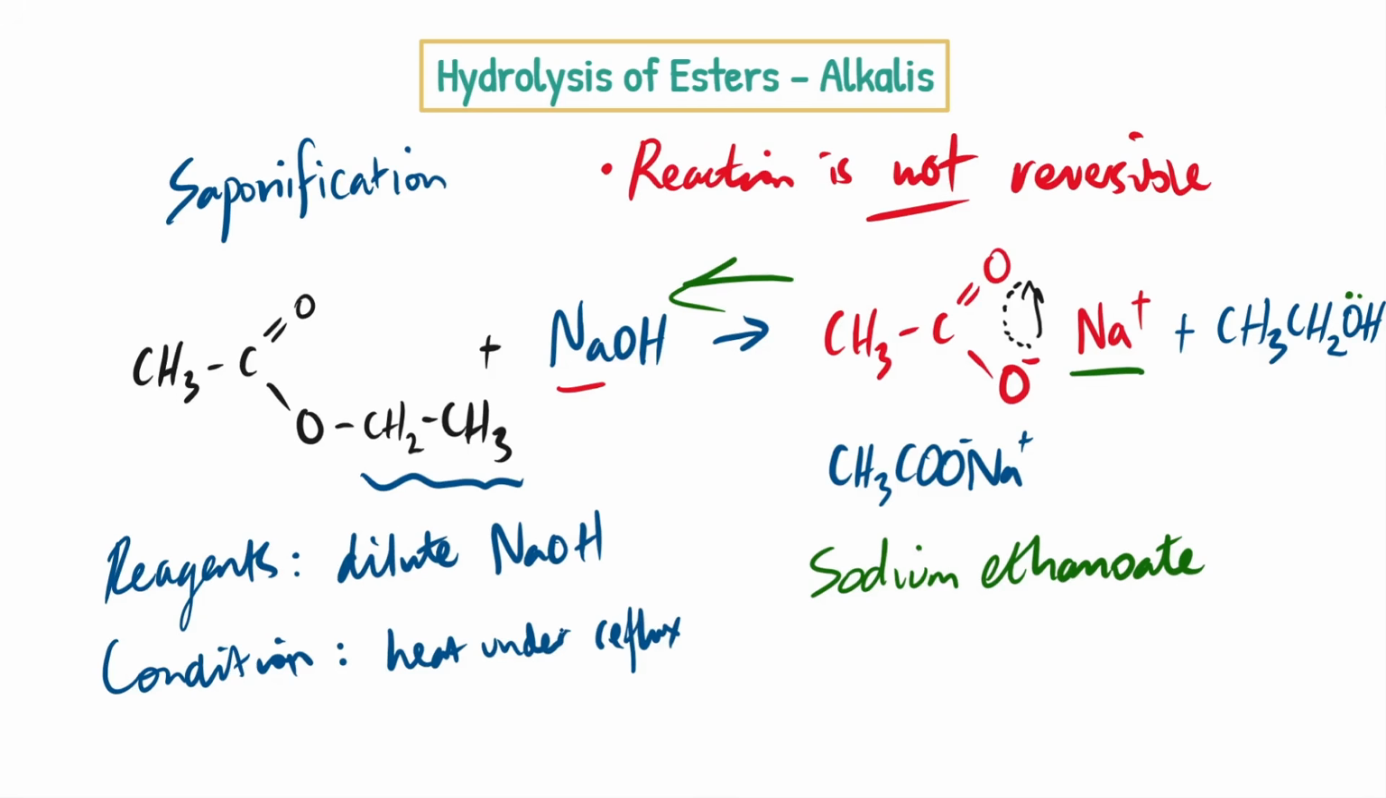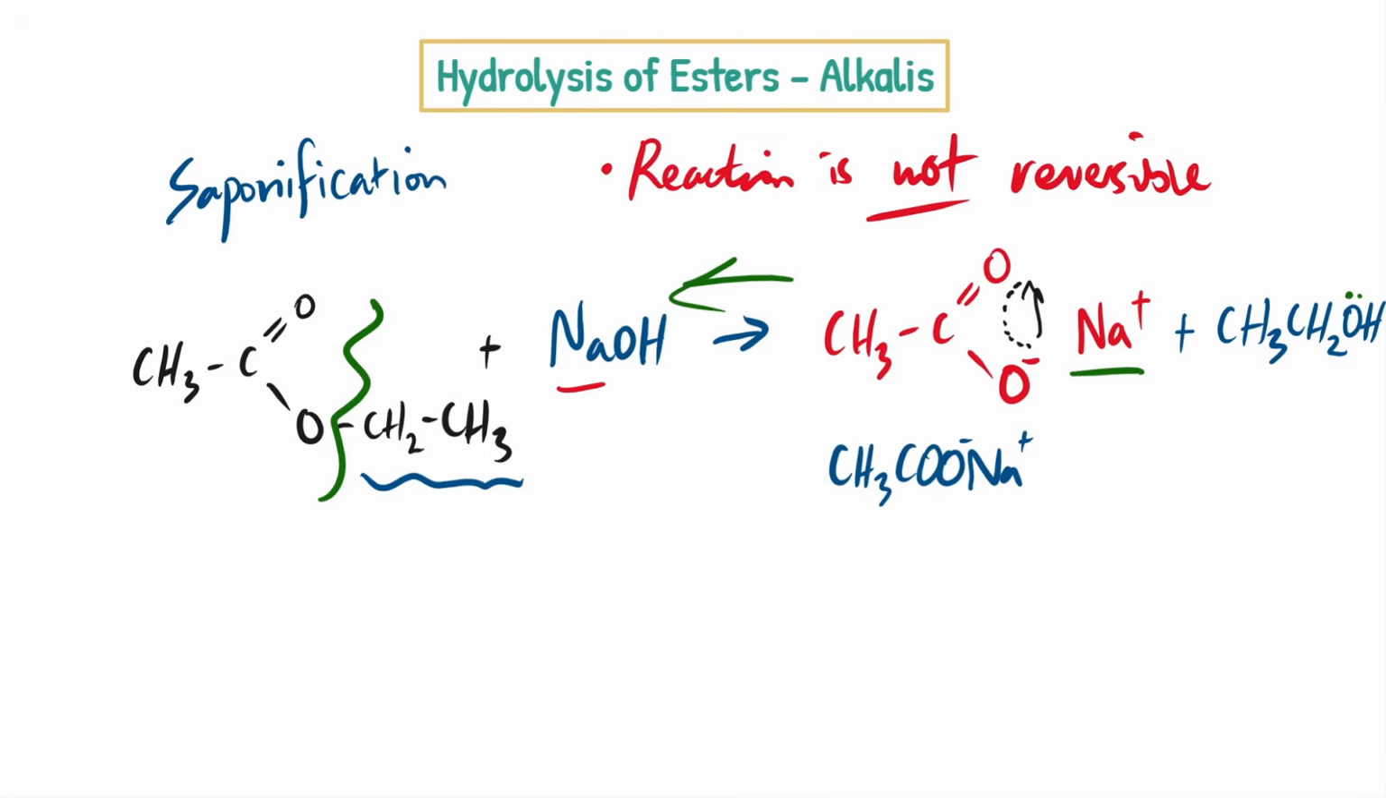What is another caveat that we need to remember? Another condition. Excess dilute sodium hydroxide. If we use an excess of this dilute sodium hydroxide, it's going to ensure that this ester right here is completely hydrolyzed, completely split up into its carboxylate salt and alcohol. So you're going to want to use an excess amount of sodium hydroxide to ensure that it goes to completion. All right, so that's hydrolysis of esters with alkali done. What is this called, guys? Saponification. Remember that this is not reversible.